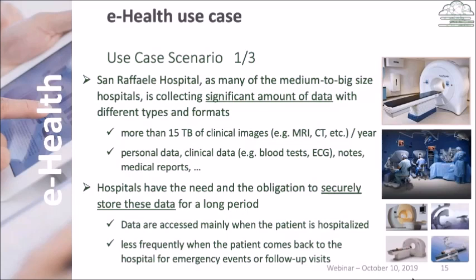Hospitals, in general, have the need and the obligation to securely store this data for a long period. And these data are mainly accessed when the patient is hospitalized, but when the patient leaves the hospital, these are mainly not used, just used on some occasions. For example, when the patient has some emergency events, or if he has to come back for follow-up visits.